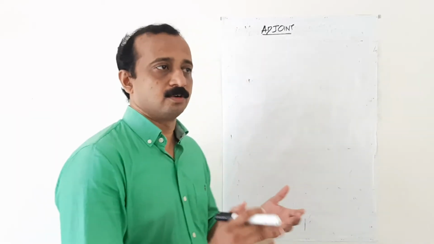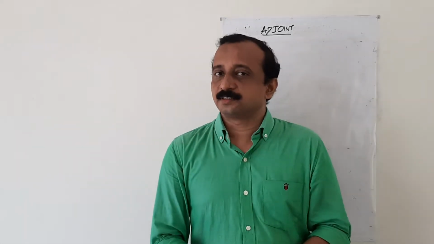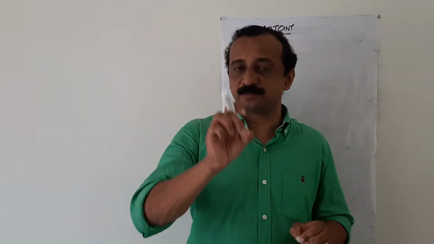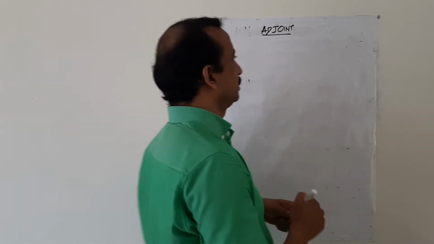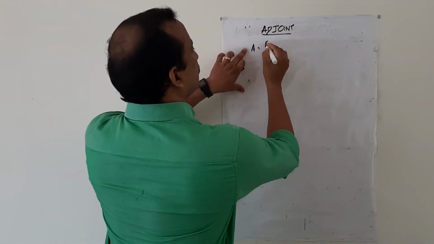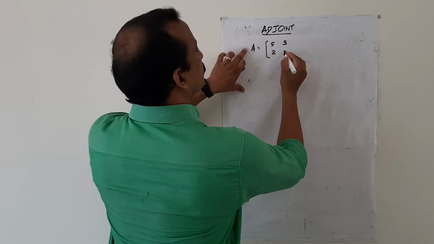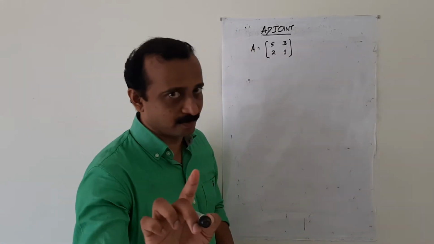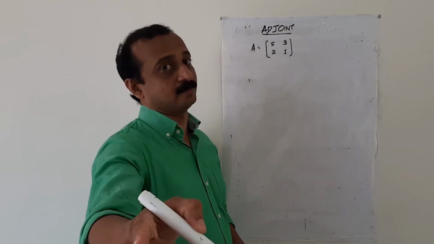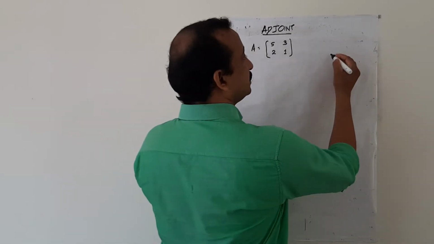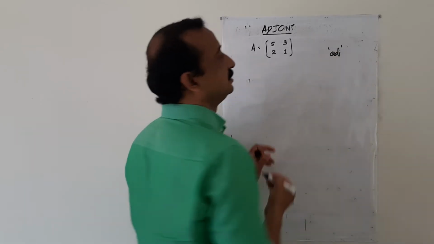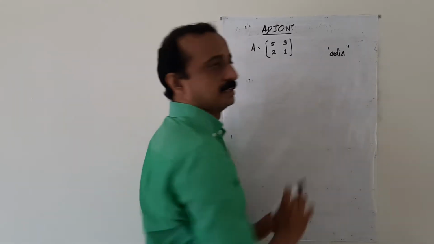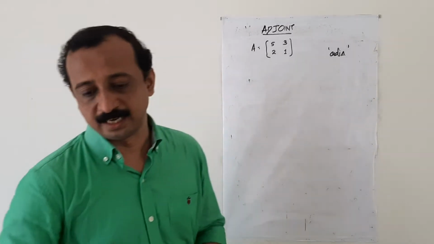Okay, now definition once more. Adjoint of a matrix is the transpose of a matrix obtained by replacing the elements of the given matrix by their corresponding cofactor. Suppose you take a matrix A is equal to 5, 3, 2, 1. Adjoint of a matrix is the transpose of a matrix obtained by replacing the elements of the given matrix by their corresponding cofactor, and which is denoted by adj A. Representation is small adj.